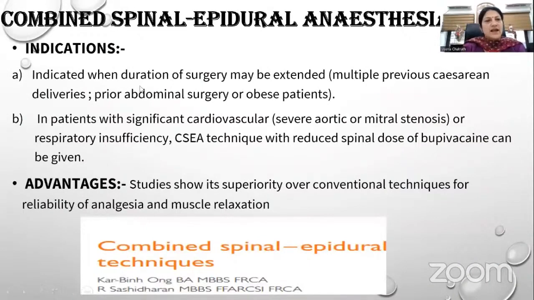Combined spinal epidural anesthesia technique is indicated when the duration of surgery may be extended, like in patients with a history of multiple previous surgeries, prior abdominal surgery, or in obese patients. In patients with significant cardiovascular problems like severe aortic or mitral stenosis or respiratory insufficiency, the combined spinal epidural technique can be used with reduced spinal doses of bupivacaine. And the further extension of the block can be done with epidural anesthesia. Advantages are that studies have shown its superiority over the conventional techniques for reliability of analgesia and muscle relaxation.